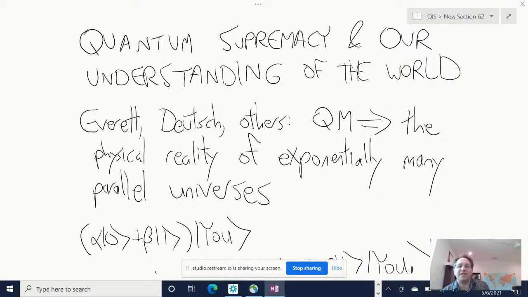So, famously, Hugh Everett in the 50s and, more recently, David Deutsch and others have forcefully argued that quantum mechanics just seems to logically entail the physical reality of exponentially many parallel universes. This is what's called the many worlds interpretation of quantum mechanics.